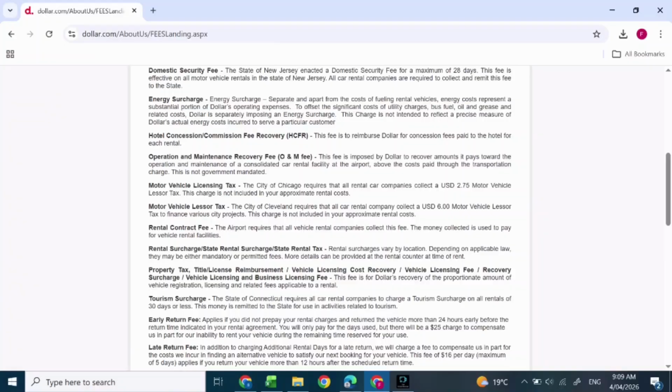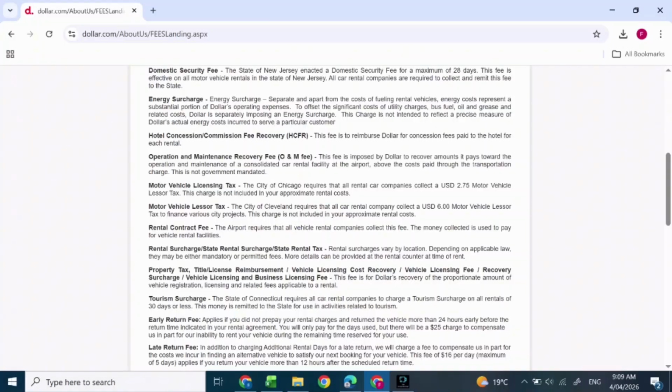Another is the late return fee. In addition to charging additional rental days for a late return, they will charge a fee to compensate for the cost they incur in finding an alternative vehicle to satisfy their next booking for that vehicle.